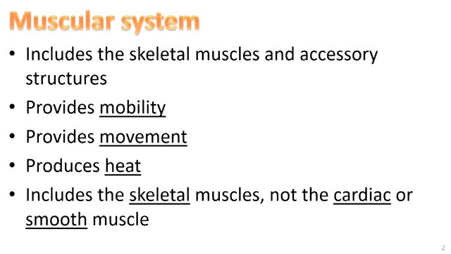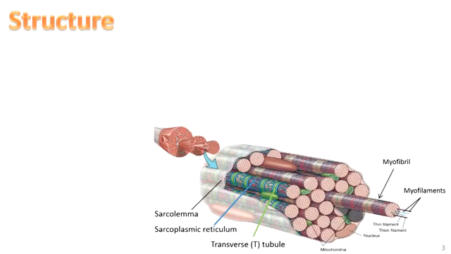So the muscular system includes skeletal muscle only. As you remember from previous chapters, we do have cardiac muscle and smooth muscle, but for the purposes of talking about the muscular system, we don't include those. So we've got to discuss the structure of the actual muscle tissue.